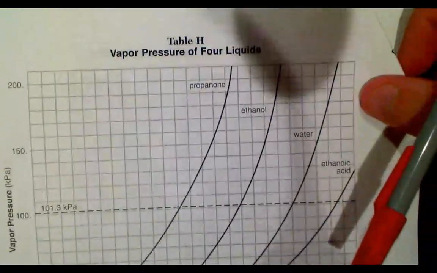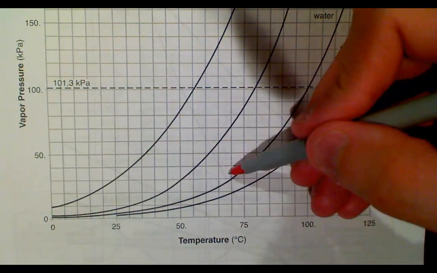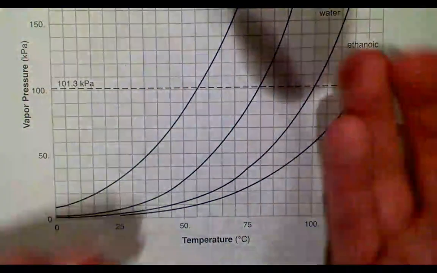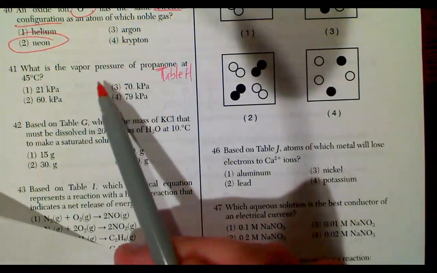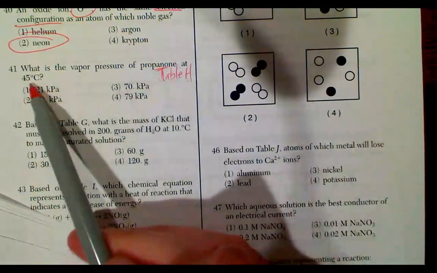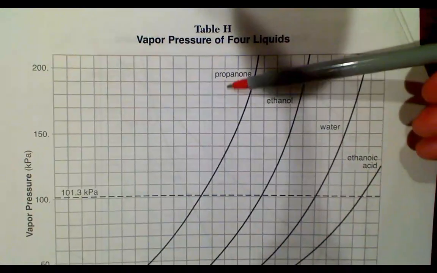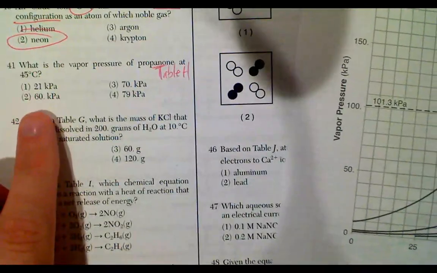Here is table H. So it's just like these solubility curves. It gives temperature at the bottom. You go up to the line, and then you just read over to the left side, where it tells you the vapor pressure, how strongly the liquid is turning into a gas and pushing up into the gas phase. As for what is the vapor pressure of propanone at 45 degrees Celsius, we've got to find our propanone line. That's just this line right here. They don't have any kind of weird lines. They all just go in nice, evenly spread ways from each other.